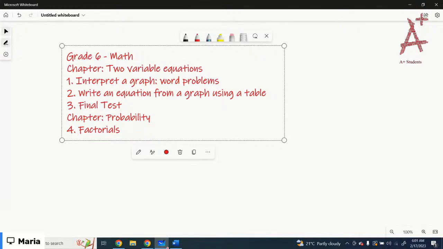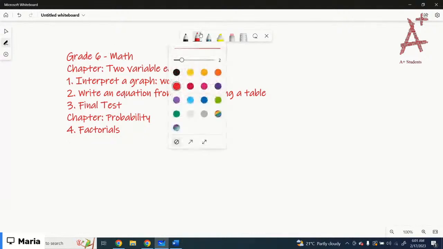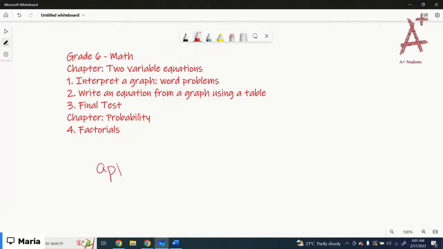So, you can find all the lessons on aplusstudents.com. You have to log in there using your email address and password as provided by the administrator. Then you have to select math from the subject tab. Scroll down to grade 6 and then click on view all lessons. So, there you can find a list of the chapters.